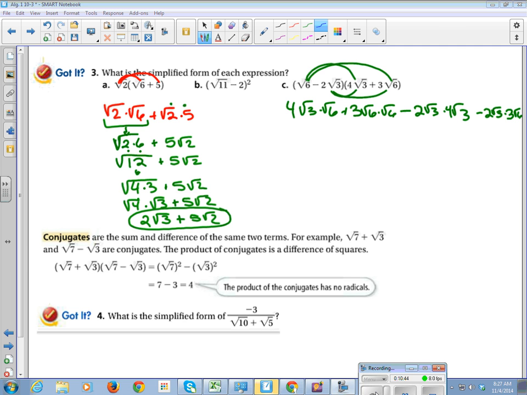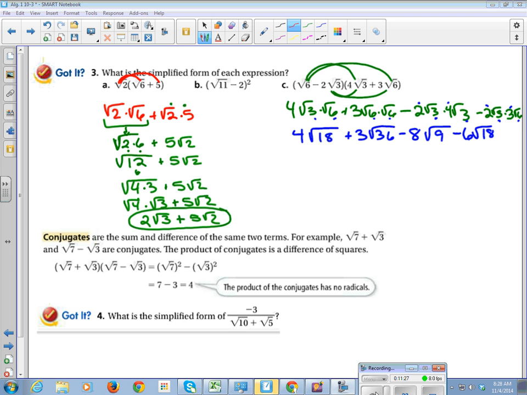Okay, so I'm going to put all my roots underneath one radical and see where life takes me there. So in this case, I've got 4 square root of 3 times 6 is 18. And then I have 3 square root of 6 times 6 is 36. And I have 2 times 4 is 8. Square root of 3 times 3 is 9. Minus 2 times 3 is 6. And then 3 and 6 is 18. Boom! Okay.